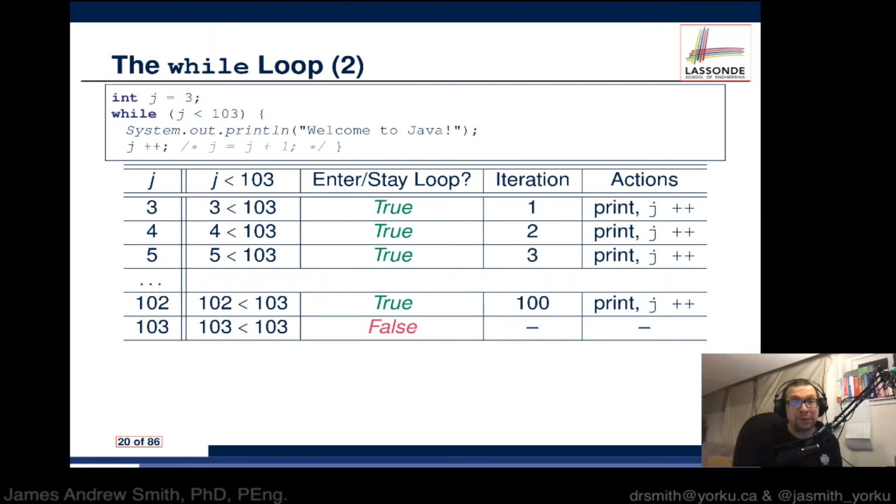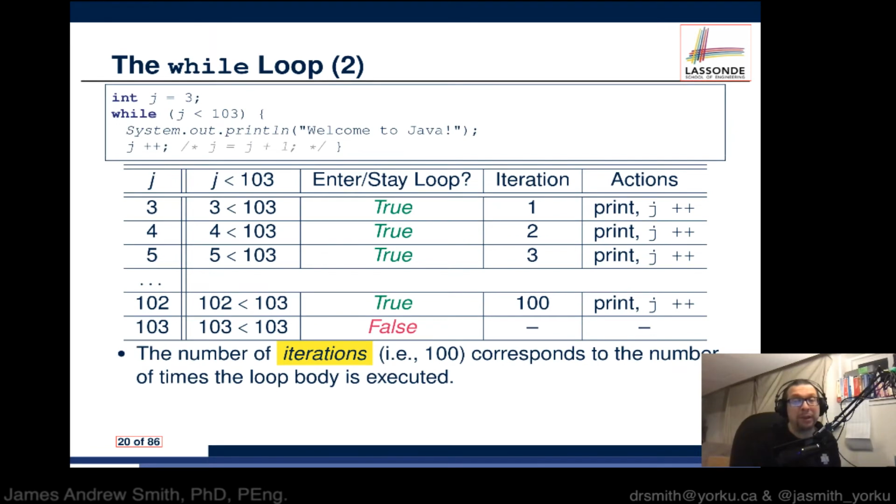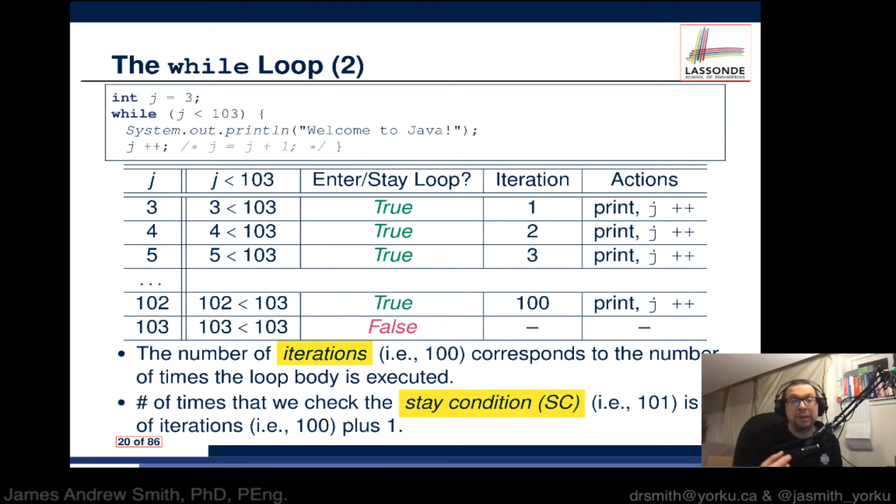So we bypass whatever was inside of the loop for this particular iteration, okay? So the number of iterations, in this case 100, corresponds to the number of times the loop body is executed. The number of times that we test the condition is 100 plus 1. So we basically have the last test that results in a false, but every other test, there were 100 of them, resulted in a true statement.